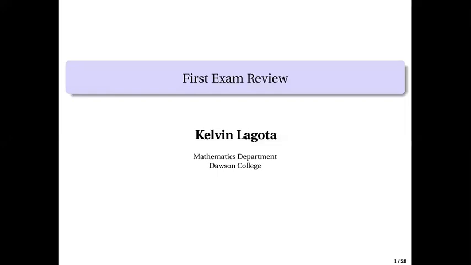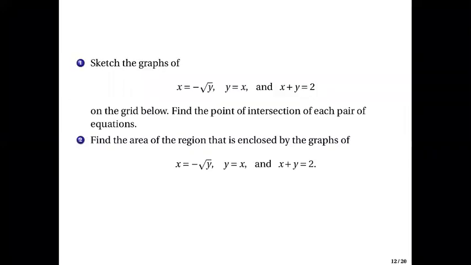So for this session, let us continue our review, and we are now on the following problem. Sketch the graphs of x equals negative square root of y, y equals x, and x plus y equals 2. It's written there on the grid below, but you can disregard this part here. And then find the point of intersection of each pair of equations.